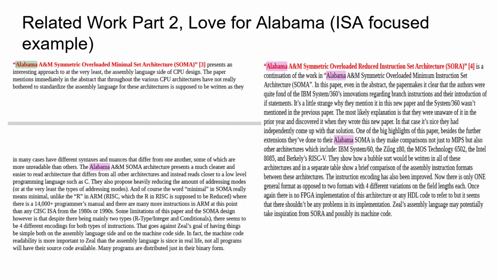So, Alabama A&M University. These guys are really cool. These are the titles of those IEEE approved articles: Alabama A&M symmetric overload and minimal set architecture. This really is a minimal architecture. They really mean it, unlike ARM's reduced instruction in RISC, which is supposed to be reduced instruction. Haha. Well, ARM isn't really that reduced now. They really mean it here, though. The minimal, and then their successor.